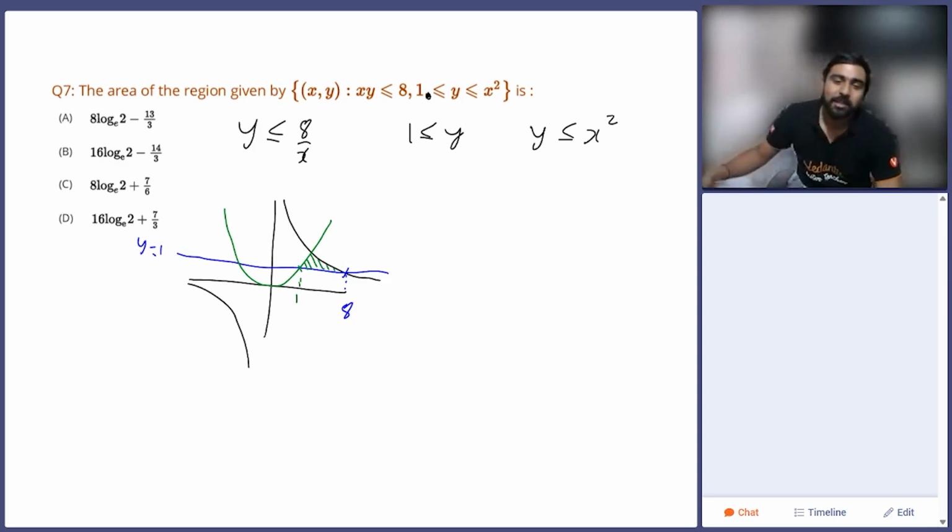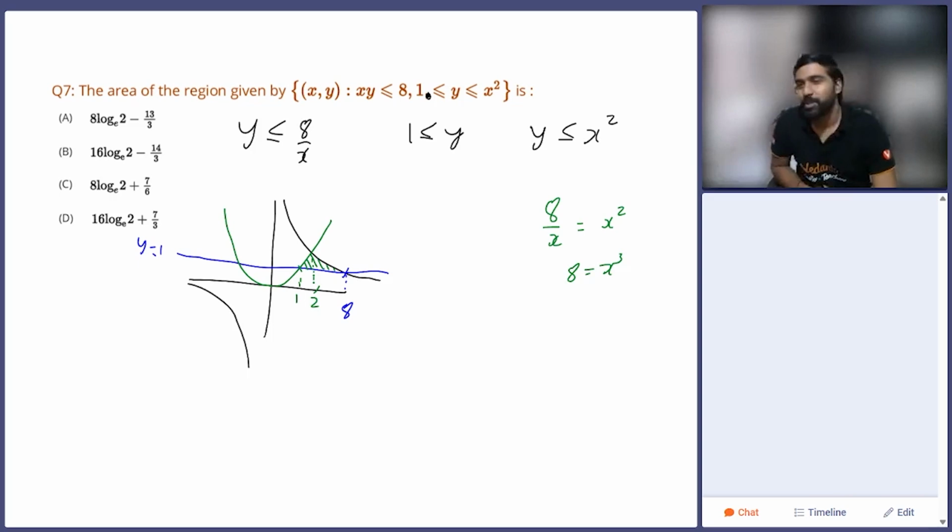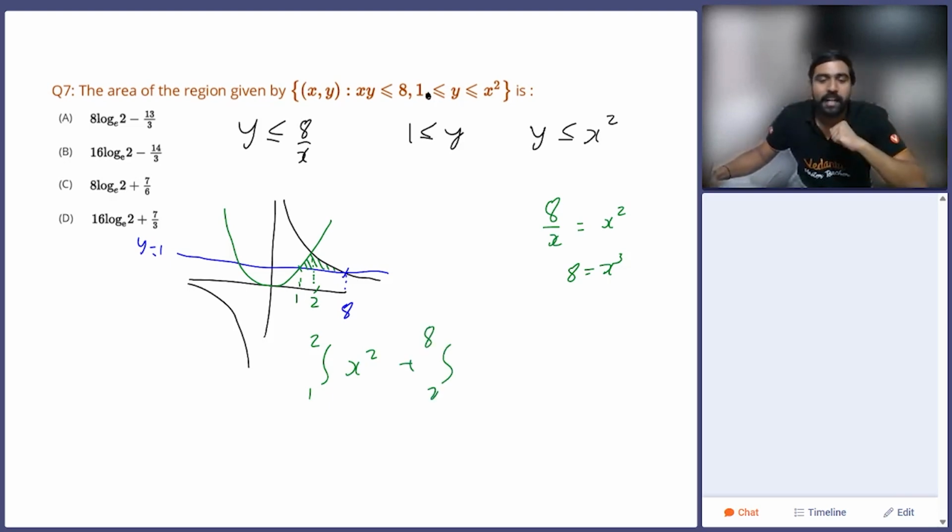So over here, first of all, we need to get the point of intersection between the two of them. The point of intersection is when 8 upon x equals x square. X cube equals 8, so x is equal to 2. So I have directly the integral from 1 to 2 of x square, and then from 2 to 8, I have the integral of 8 upon x.